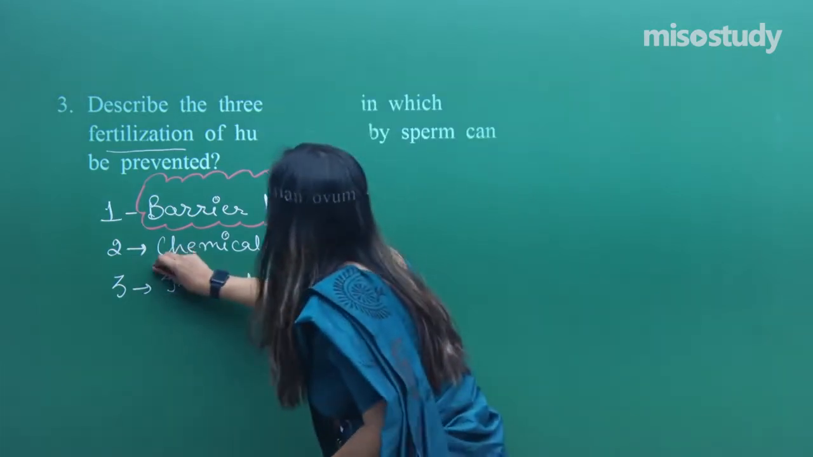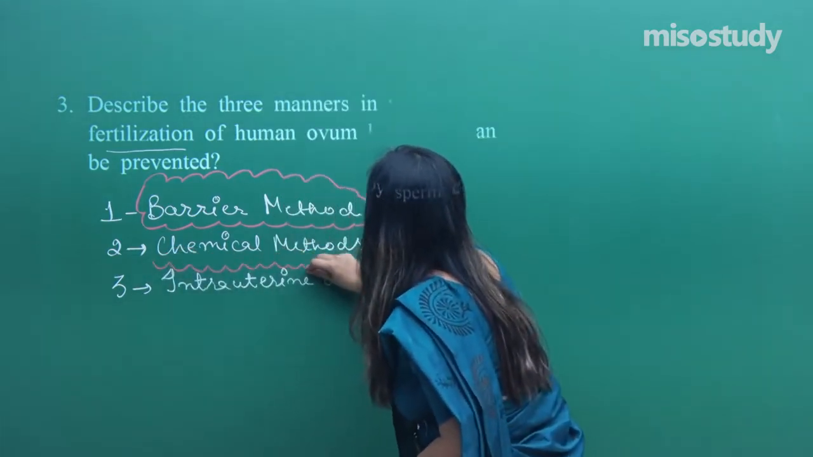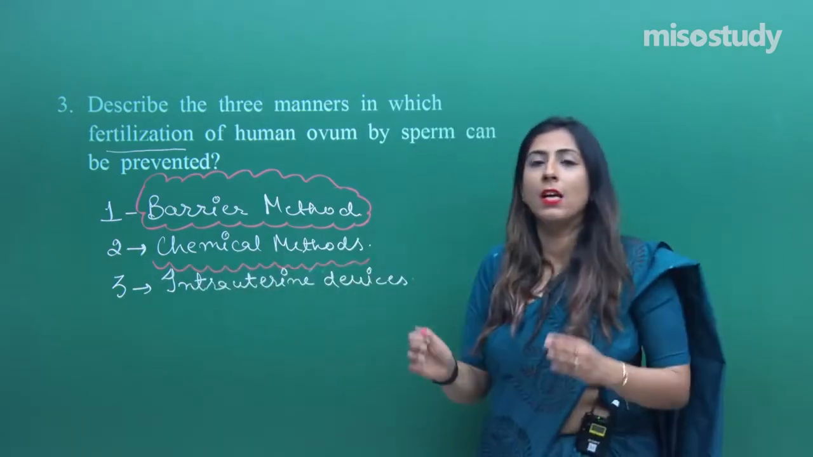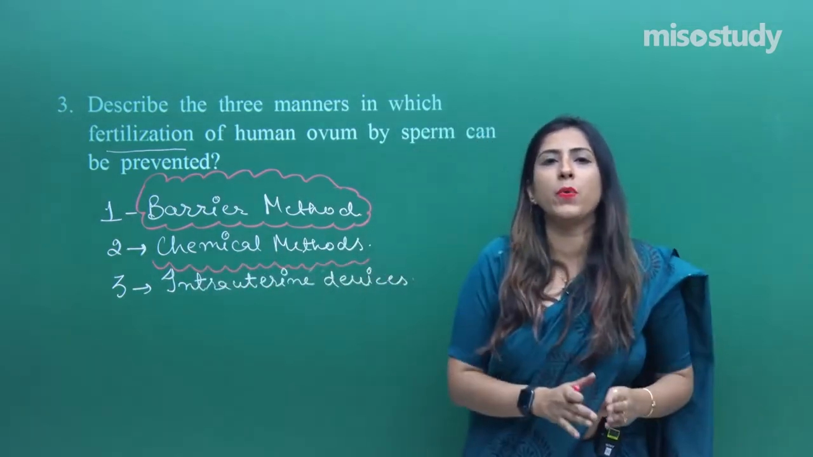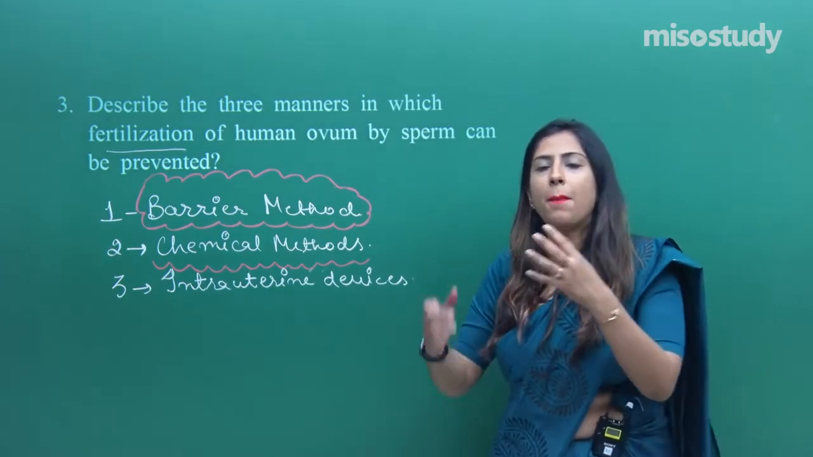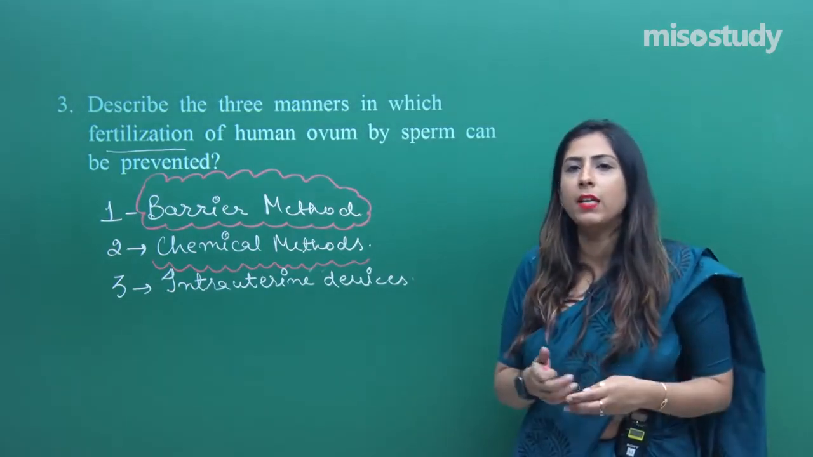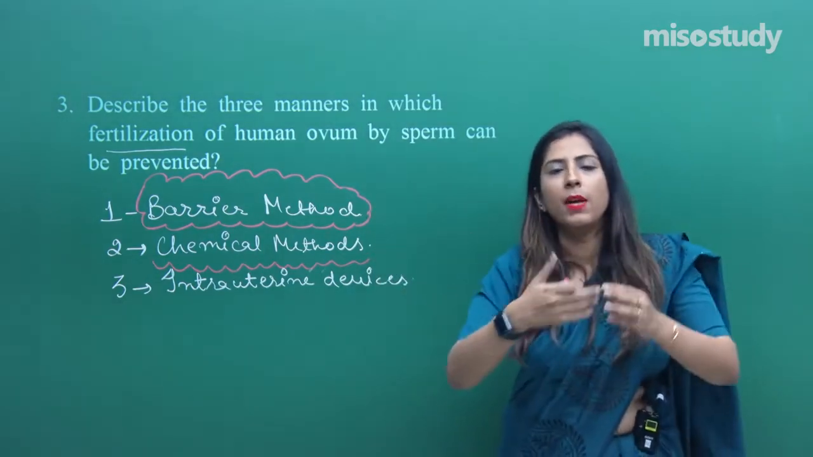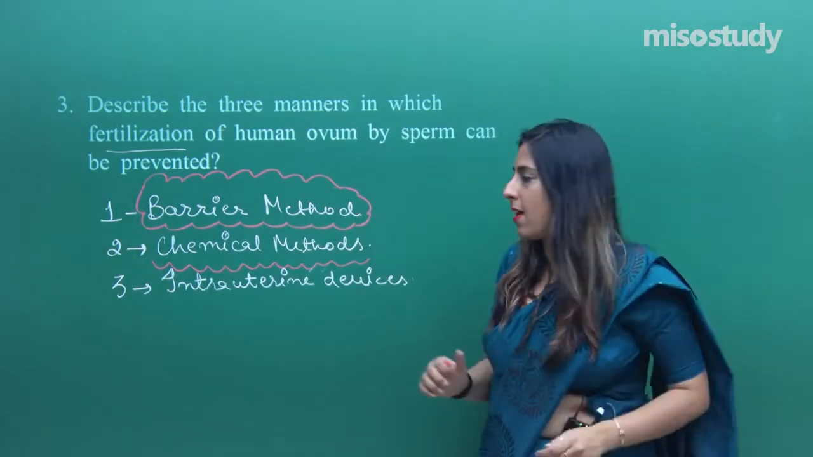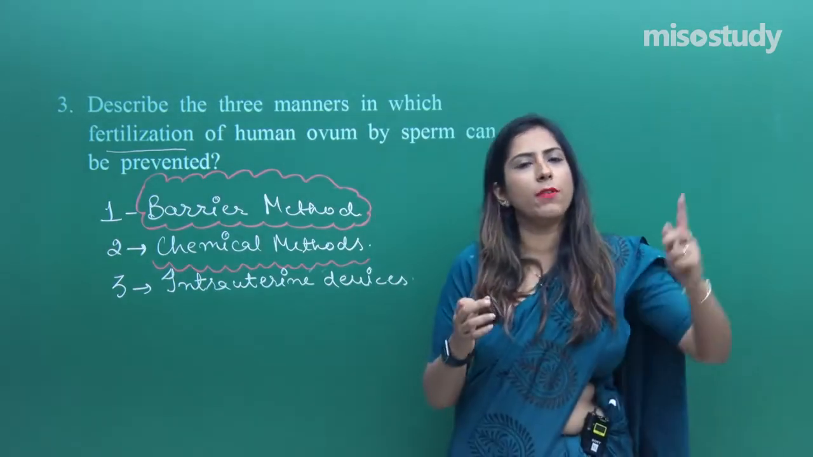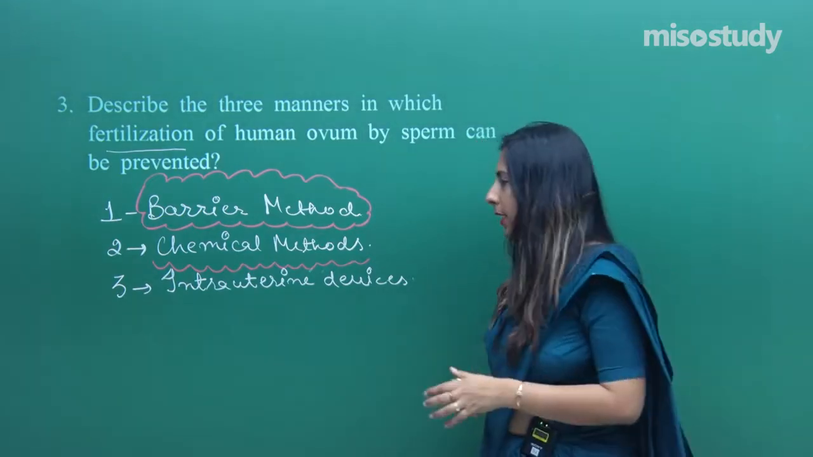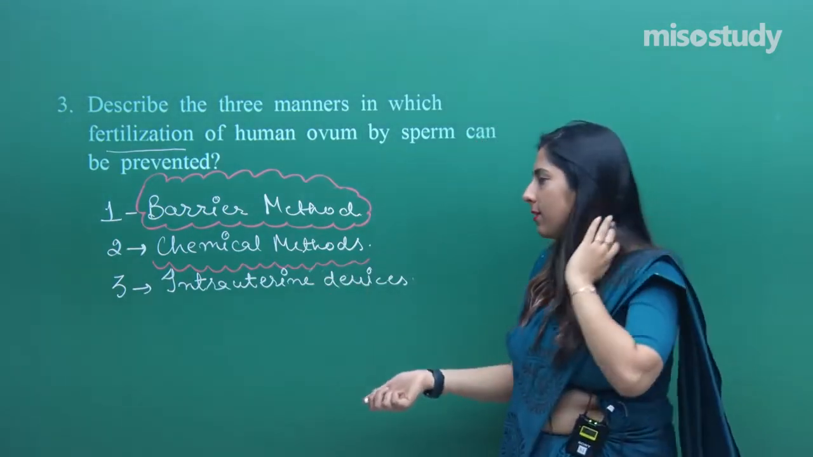Next, we talk about the chemical method. Chemical methods means we are using certain chemicals so that sperm entry could be prevented. Those chemicals could be certain spermicides applied to the female reproductive part, so that when the sperm comes in contact with the spermicide, it will die itself. It will not be able to penetrate into the fallopian tube where fertilization can occur, so there will be no fertilization in this case also.